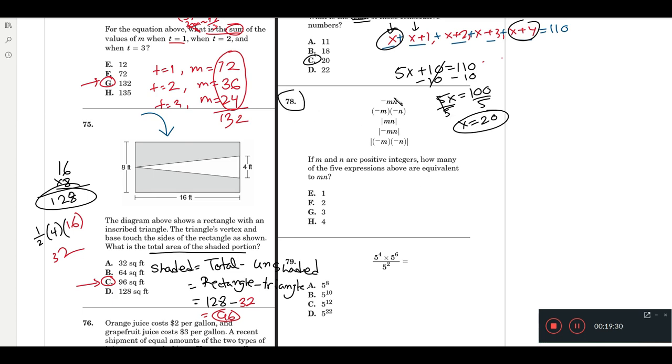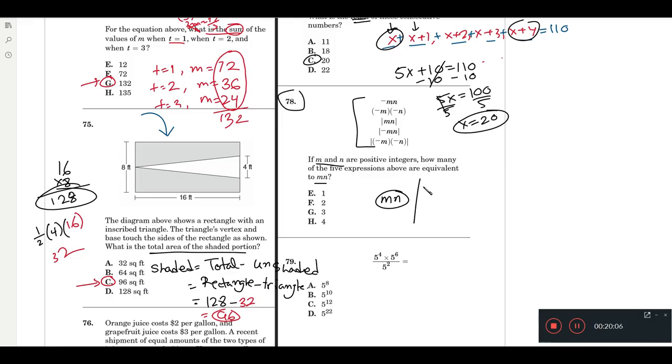Okay, this is one of my favorites. It's actually beautifully done. If you look at the question, M and N are positive integers, not negative. So how many of the 5 expressions, do you guys see the 5 expressions, above are equivalent to mn? You'll be like, what do you mean by mn? It means mn: if you multiply two positive numbers, it will stay positive. So one simple way would be picking numbers. Or you can just look at the negative signs. Or if you're an advanced student, you can just look at it and see the negatives and positives. I will show you both ways.